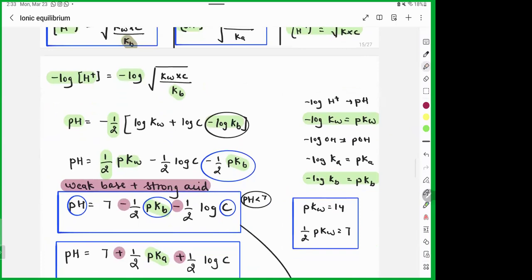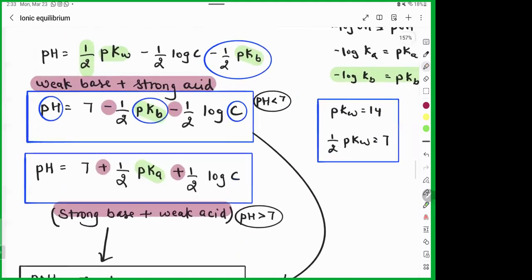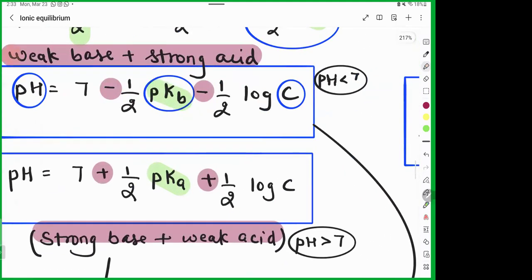So if you see in case of weak base and strong acid, overall pH value will be less than 7, because strong acid has pH less than 7. That's why after 7 you have a minus sign, half pKb, because for weak base you use pKb, for weak acid you use pKa, minus half log C.